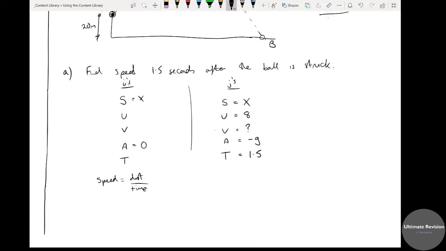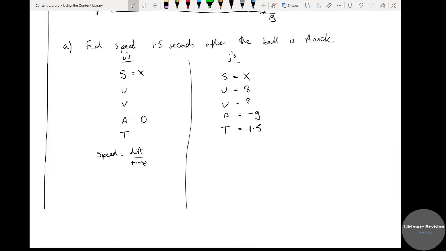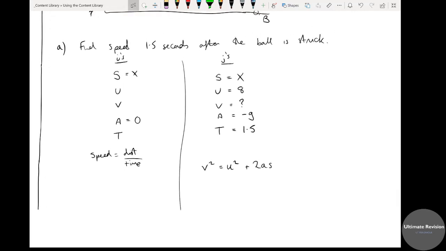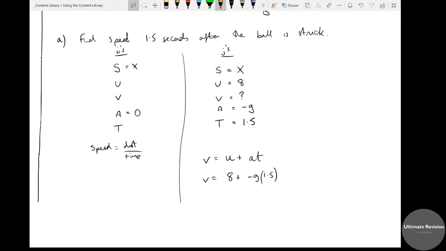So let's go back to our j. We're trying to get v, doesn't have s in. It is v squared equals, not the classic equation, the second best, v squared equals u squared plus 2as. No, that's the wrong one, isn't it? We haven't got s. Sorry, it's not that equation at all, is it? It's actually even simpler than that. v equals u plus at. So v equals 8 plus negative g times 1.5. Okay, and we get an answer there.